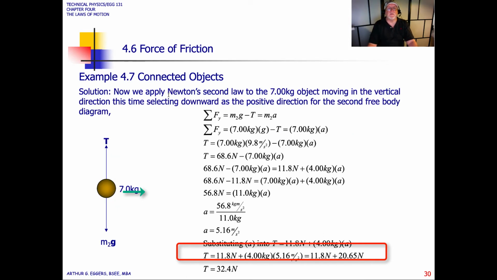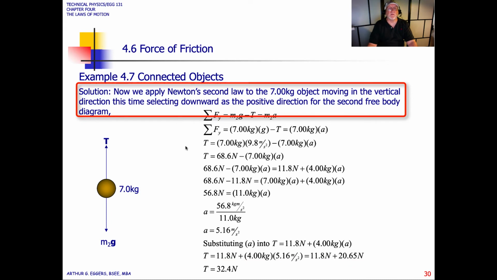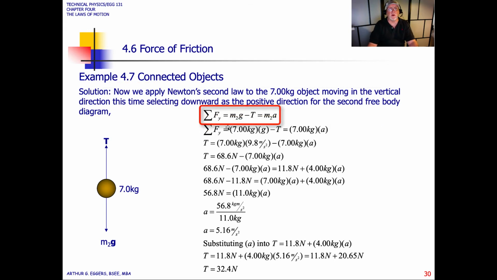So now we've gone as far as we can with the box. Let's switch to the free hanging weight. Now we apply Newton's second law to the 7 kilogram object moving in the vertical direction, this time selecting downward as the positive direction for the second free body diagram. So in this one, we have purely y direction.